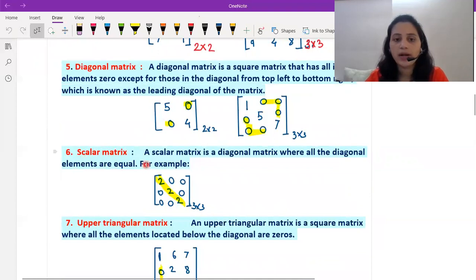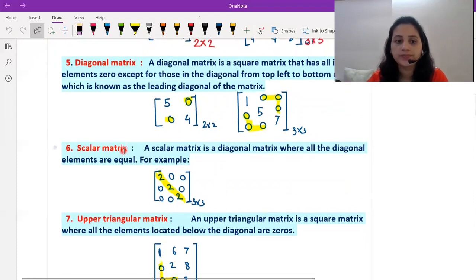Next, the scalar matrix. A scalar matrix is a diagonal matrix. First, it is a diagonal matrix, so obviously the non-diagonal elements are 0. And what is the condition on the diagonal elements? A scalar matrix is a diagonal matrix where all the diagonal elements are equal. For example, this. As this is a diagonal matrix, the non-diagonal elements are 0, and the diagonal elements are equal, the same number. So this is my scalar matrix.